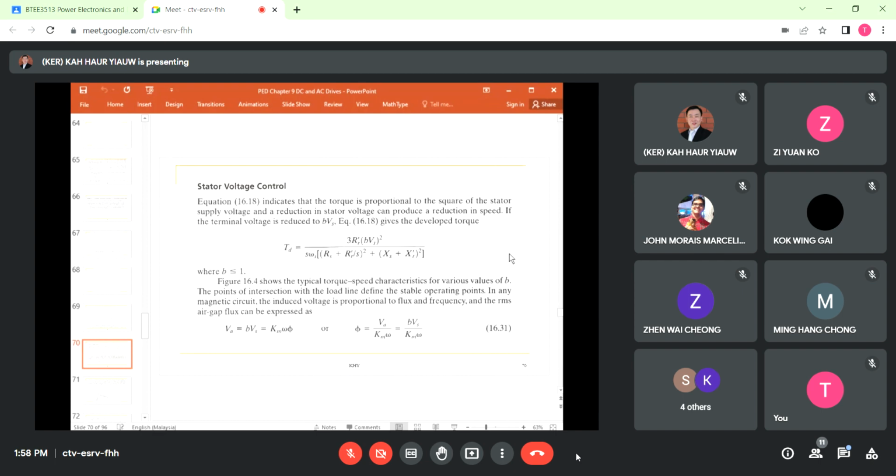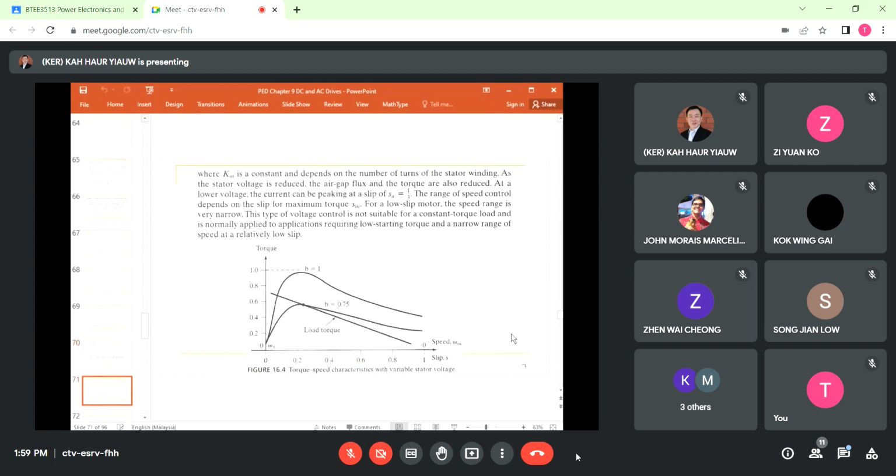In any magnetic circuit, the induced voltage is proportional to flux and frequency, and the IM's air gap flux can be expressed as in equation 31 here, where Km is a constant and depends on the number of turns of the rotor winding. As the stator voltage is reduced, the air gap flux and the torque also reduce. At a lower voltage, the current can be peaking at a slip of 1/3.